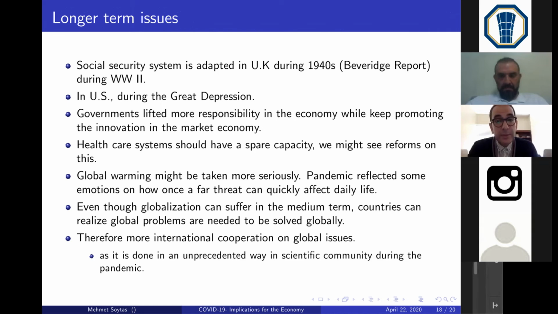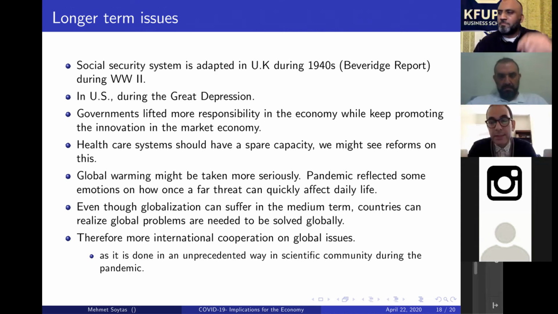So in those periods, we have seen governments take more responsibility in the economy, while at the same time they managed to promote innovation in the market economy. They trusted that. And that's some hope coming from this perspective. So society can try to find more innovative solutions for problems in the labor market or in economies in general that need to be solved. The healthcare system should have spare capacity, as we have seen, and reforms can be thought about.